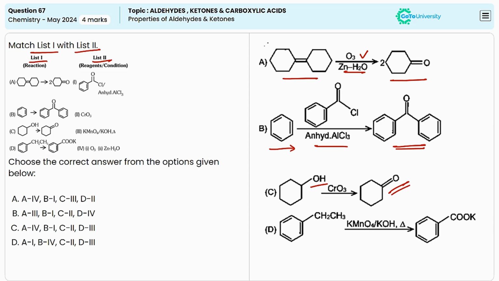The last reaction is oxidation. Here, the alkyl group is converting into the potassium salt of the carboxylic group. This is the method used to synthesize carboxylic acid. Now from these options we can see that option A is the correct answer.